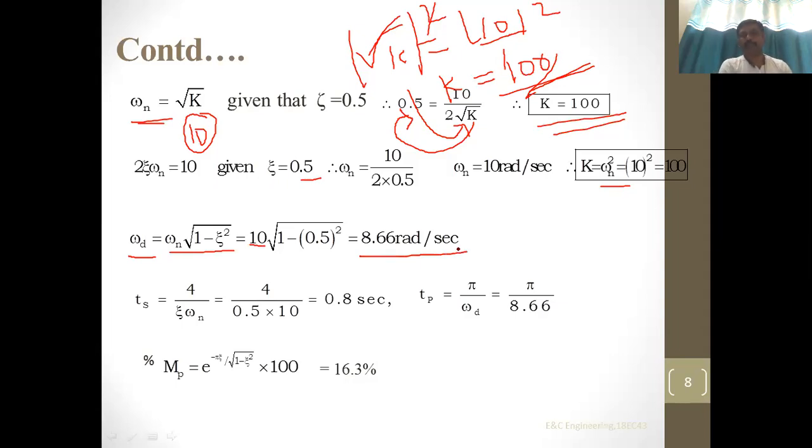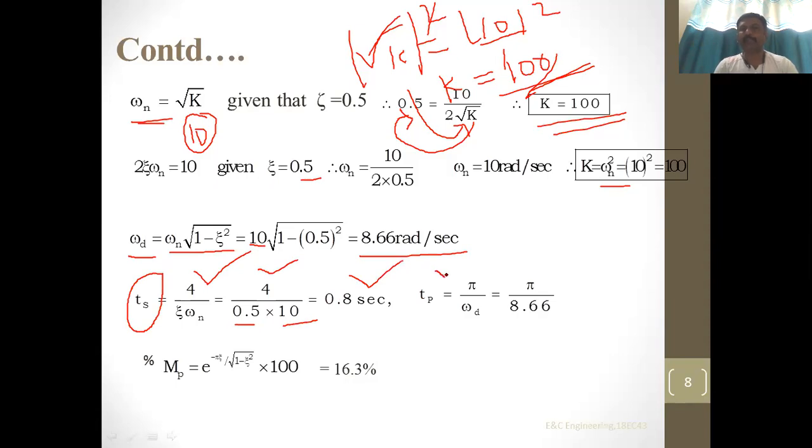Is it okay? The same relation we need to use. Next, I shall go for Ts. Ts is the settling time for two cases of tolerance, 5% and 2%. For 2%, it is 4 divided by xi omega n. 4 divided by xi, which is 0.5, and omega n, which is 10, gives 0.8 seconds.